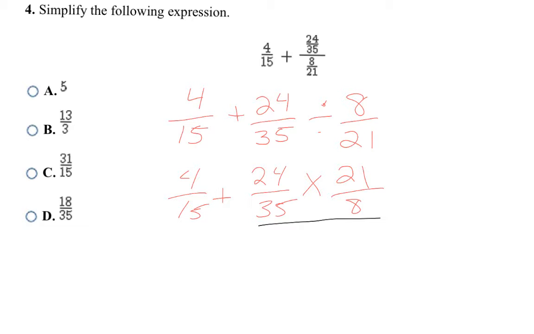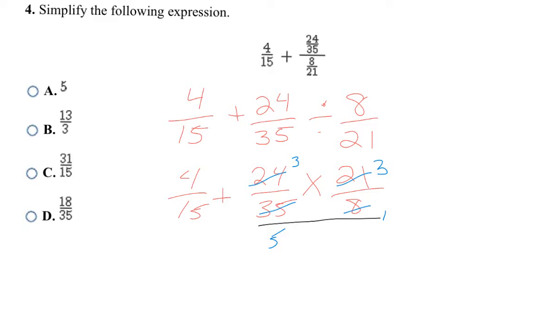So I can see that I can divide an 8 out of 24 and 8. So I'm going to go ahead and do that. 24 divided by 8 is 3, and 8 divided by 8 is 1. And then I can also see that 35 and 21, I can divide a 7 out of. So I'm going to go ahead and do that. 21 divided by 7 is 3, and 35 divided by 7 is 5.